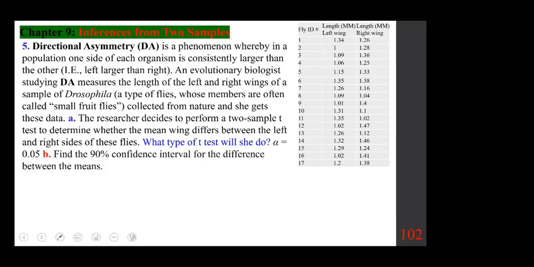A, the researcher decides to perform a two-sample t-test to determine whether the mean wing length differs between the left and right side of these flies. What type of t-test will she do? Alpha equals 0.05. Find the 90% confidence interval for the difference between the means. We are using the paired t-test because it's a dependent, paired t-test. We have the left and the right side.